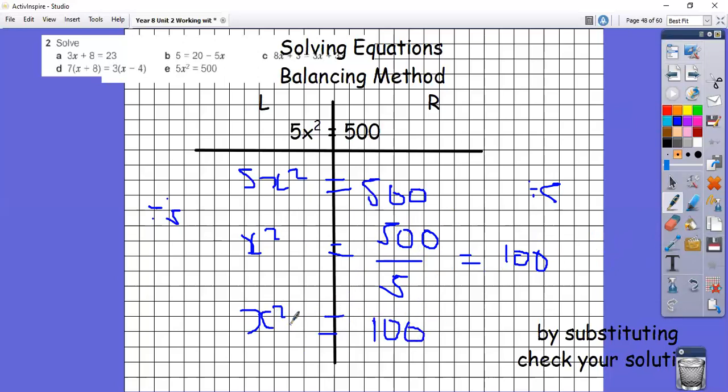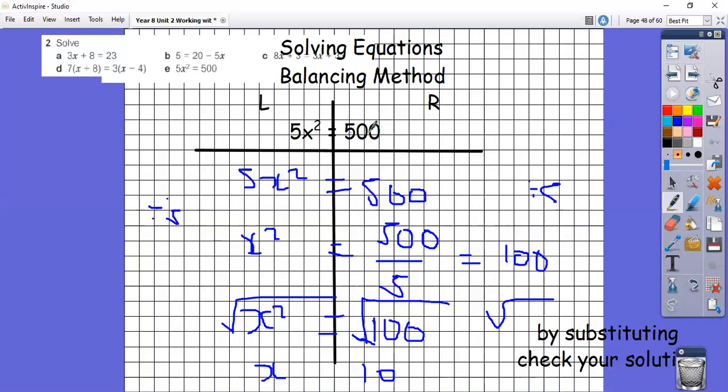Now, again, think of inverses or opposites. So if I'm squaring something, the opposite, I want to get 1x. So I've got to take the square root of both sides. So the opposite of squaring is the square root. So square root of 100 is equal to 10. Okay, this is the square root. So check. If I believe x is 10, so 10 squared is 100, 5 times 100, 500.